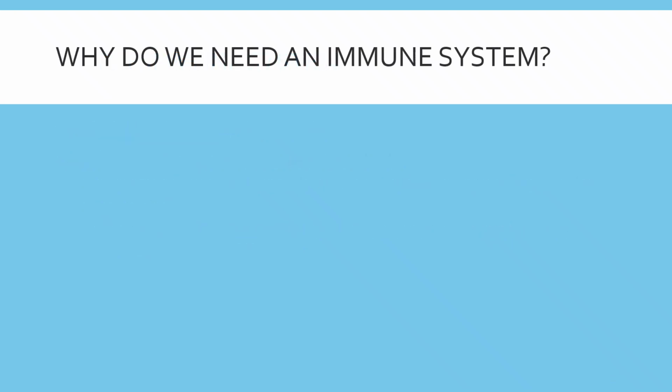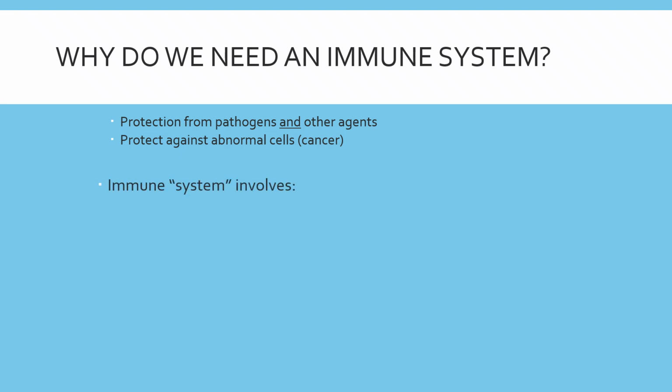Why do we need an immune system? Well, the immune system is going to protect us from pathogens and other agents. It's going to protect against cells that are abnormal and grow abnormally, like cancer. Now, the immune system is not a true organ system. It relies on many different structures and organs throughout the body to accomplish its goal. So it's more like a functional system. The immune system is practically going to touch every aspect of the body in some form.